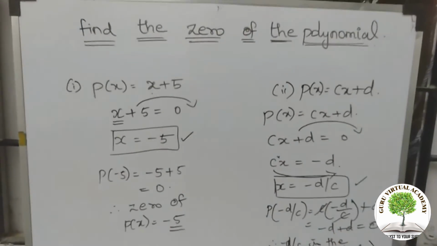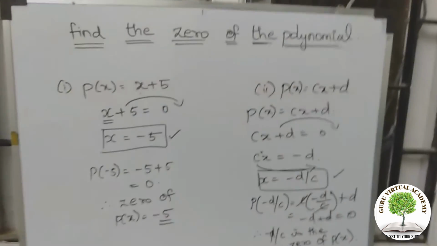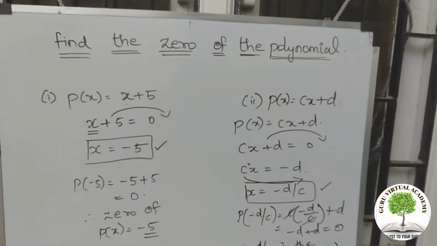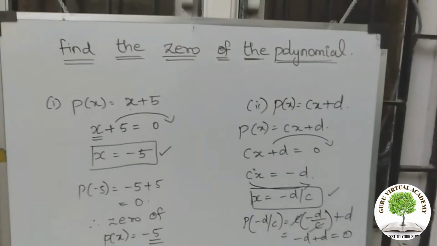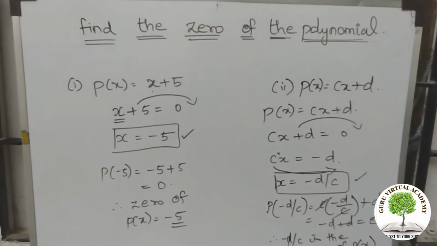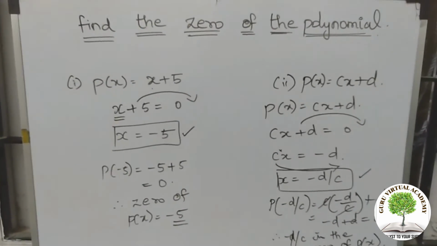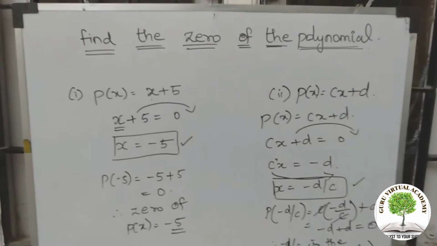Now you will take it to the other side and solve accordingly, and find out the x value. So once you derive the x value, you have to substitute it again in the question and check if you get 0. So okay students, we have learnt about polynomials, the 0 of the polynomial, how to find the value of a polynomial, and how to find the 0 of the polynomial.